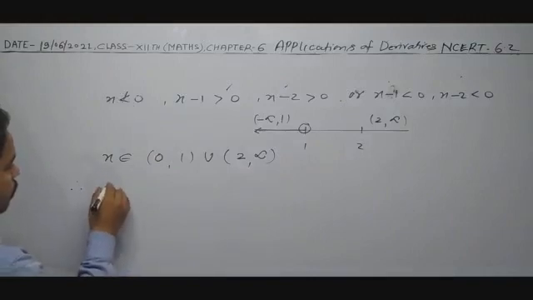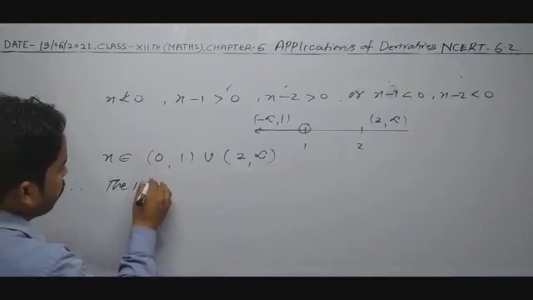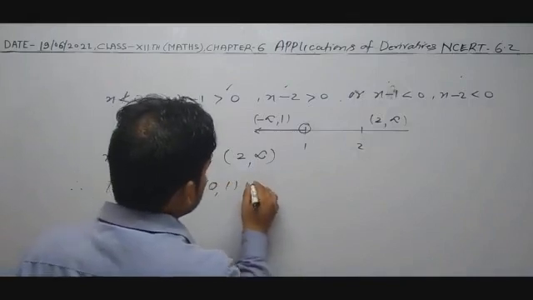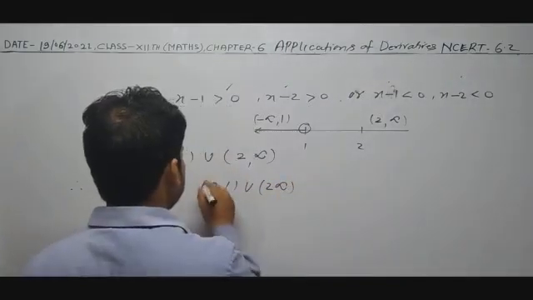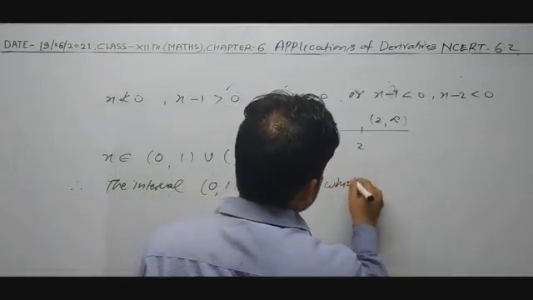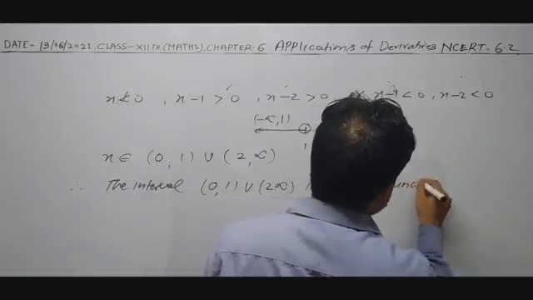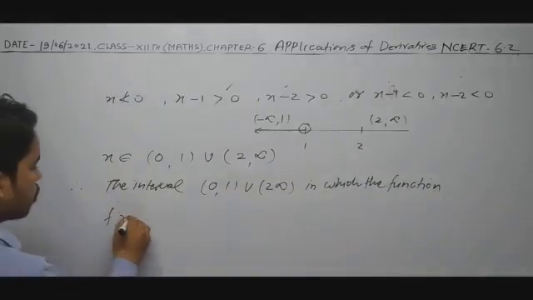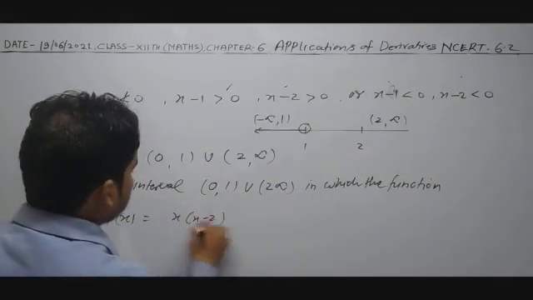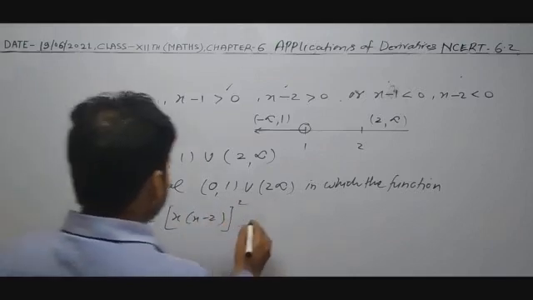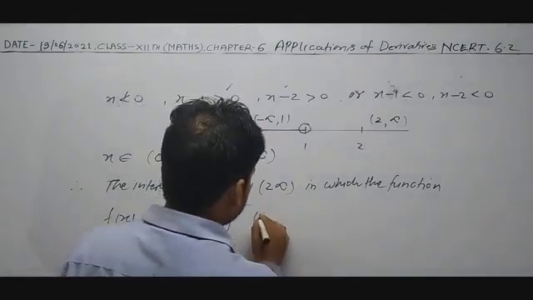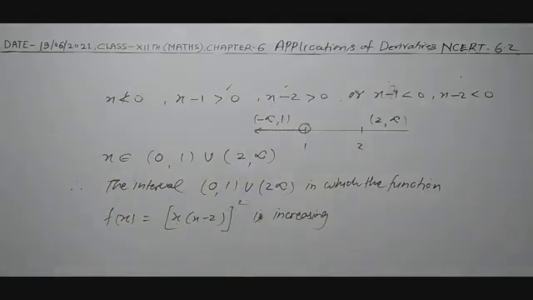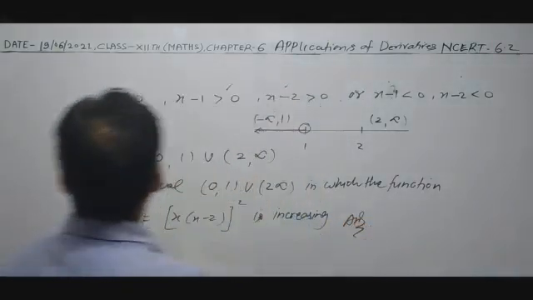Therefore, the intervals (0 to 1) union 2 to infinity are the intervals in which the function f(x) equal to (x minus 2) whole square is increasing. So this is the answer.